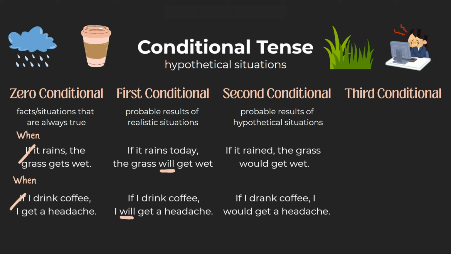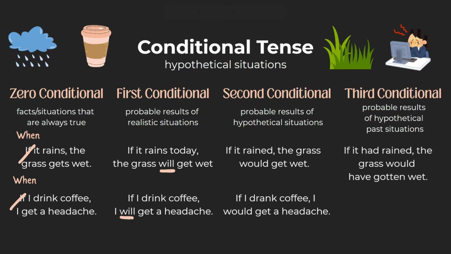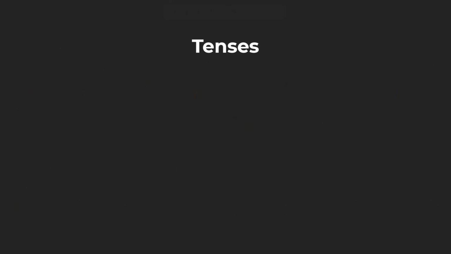And finally, the third conditional is used for probable results of hypothetical past situations. In other words, speculating the results of things that didn't actually happen. For example, if it had rained, the grass would have gotten wet, or if I had drunk coffee, I would have gotten a headache. That concludes our review on tenses.